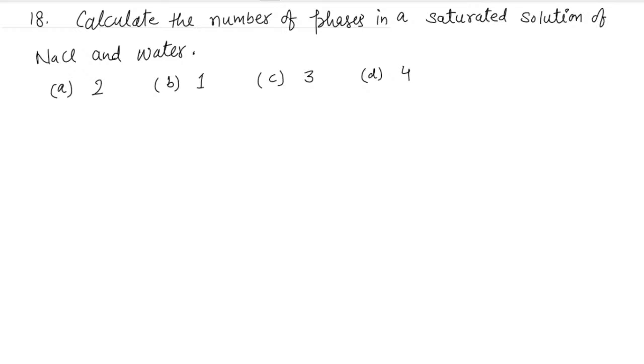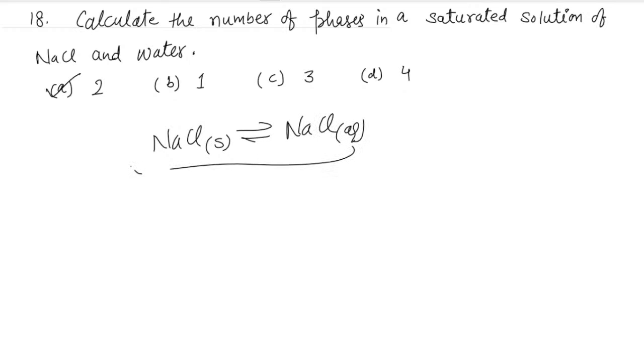Calculate the number of phases in a saturated solution of NaCl and water. Yes, very good. So the number of phases is 2. Okay. But 2 phases because the solution is saturated. So solid NaCl is in equilibrium with aqueous NaCl. So the solid and aqueous phases are in equilibrium.